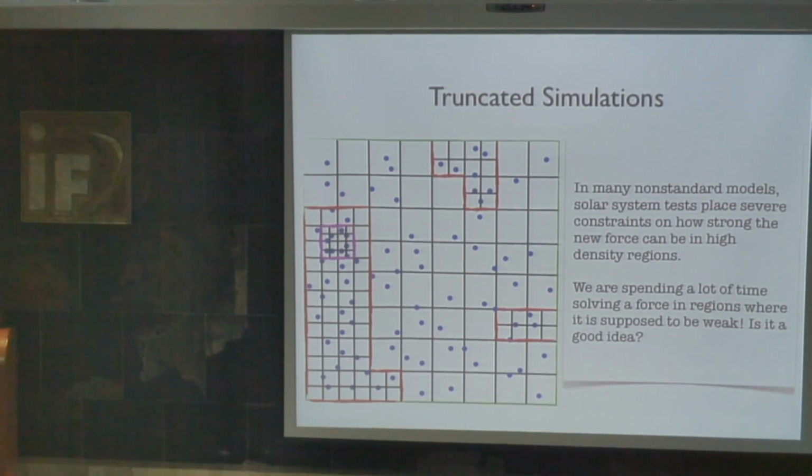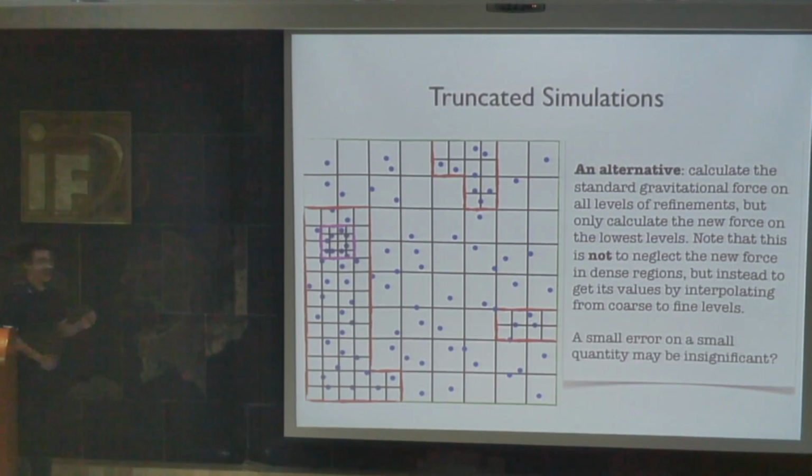So we have seen that in these non-standard models, you have a new force, and these refinements are good for solving that new force. But we also know that if you want it to pass solar system tests, you want the new force to be small in high density regions. That means that on these refinements, the new force is small. So we are actually spending a lot of time solving something that is small to make it accurate. And so the guess is that this is probably not completely necessary, because if you have a small quantity and you have some error on it, maybe the impact is not significant.